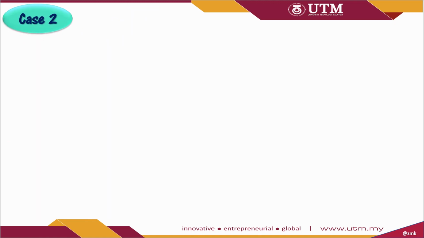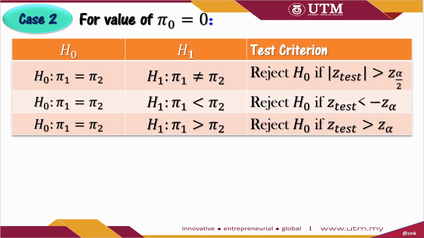where the value of a difference between pi 1 and pi 2, that is pi naught, is 0 under H naught. The three types of hypothesis tests are listed as follows. Notice that the test criteria are still the same as in the previous slide. However, when we have pi 1 minus pi 2 equal to 0, then we will have pi 1 equal to pi 2 under H naught for all three types of hypothesis tests. Whereas under H1, we either have pi 1 different from pi 2, or pi 1 less than pi 2, or pi 1 more than pi 2.